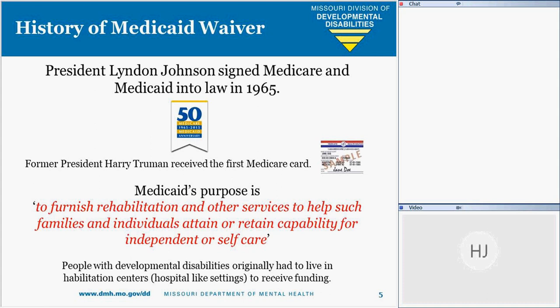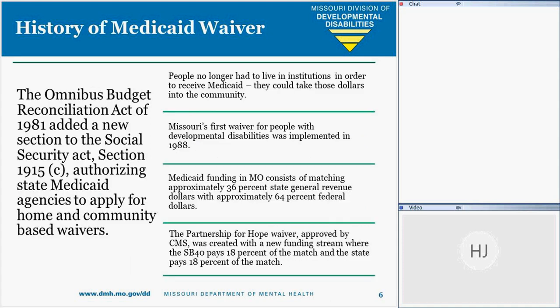What was signed into law in 1965, those services are known as state plan services. And so we'll talk a little bit about those. State plan services are typically available to anyone that is Medicaid eligible. And then on top of those state plan services, we will have our waiver services.